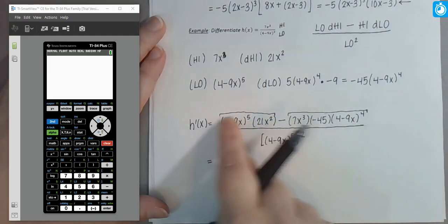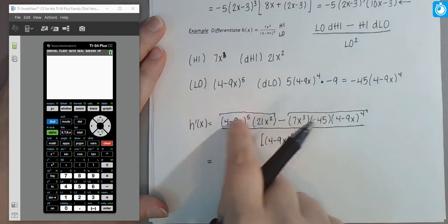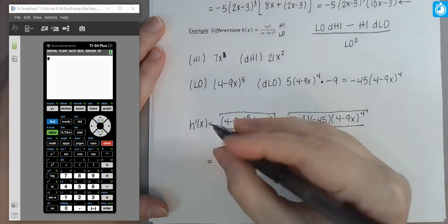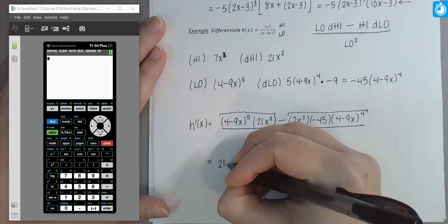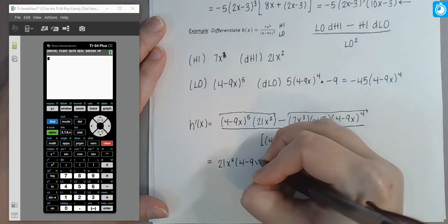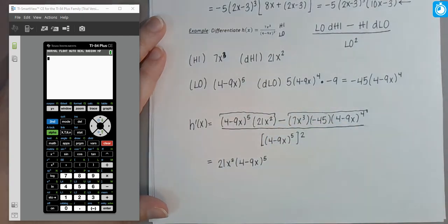So for the first term, typically we're going to leave whatever's in parentheses with its exponent out behind, and so anything else will be written in front of that. So 21x squared times (4 minus 9x) raised to the 5th power.